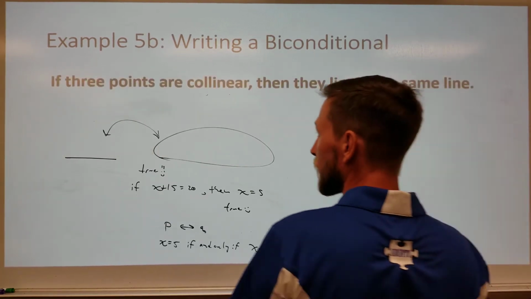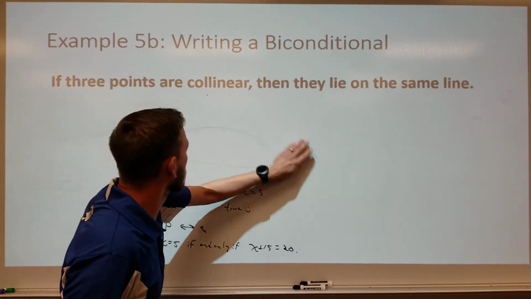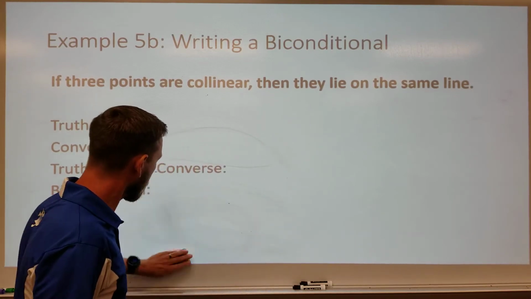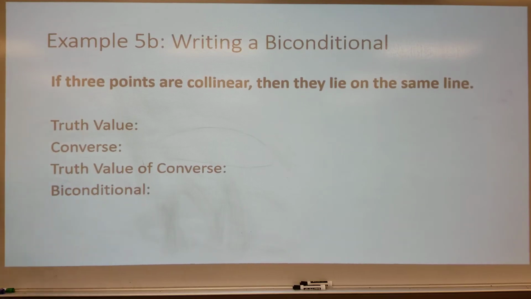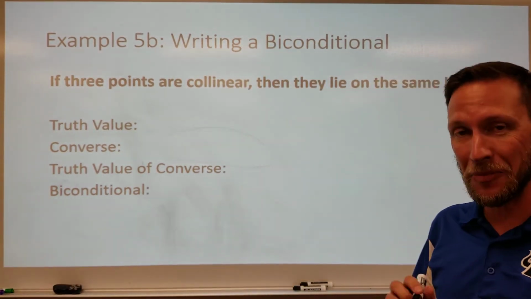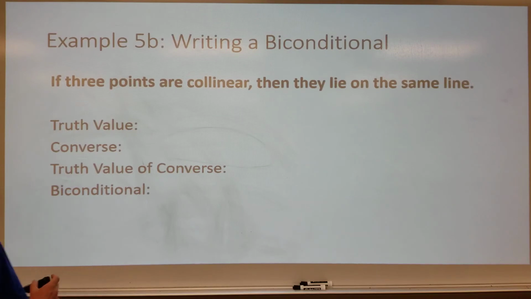Do this one. If 3 points are collinear, then they lie on the same line. Thinking through this, we're going to do the same exact thing. I want you to do this one on your own. I will say that the conditional is true, and I will say that the converse is also true, so you can write the biconditional here, just in case that is an issue. Pause the video and do that so we can check that. Make sure that you have this part 2 done.